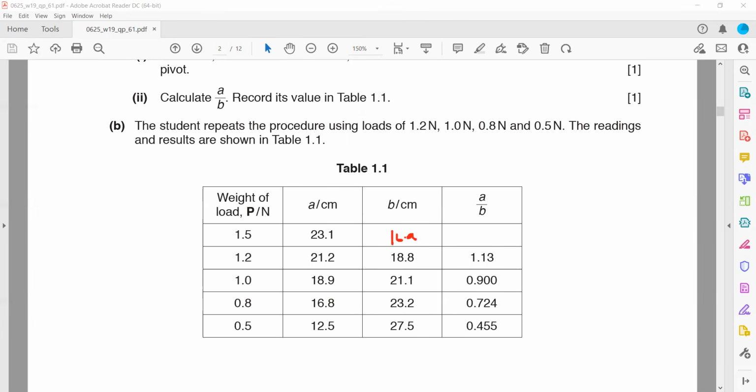So 23.1 divided by 16.9 will give us 1.37. So 1.37 is the ratio. And the student repeats the procedure with different loads. As you can see, 1.5, 1.2, 1.8, 0.5. And he's getting different results.